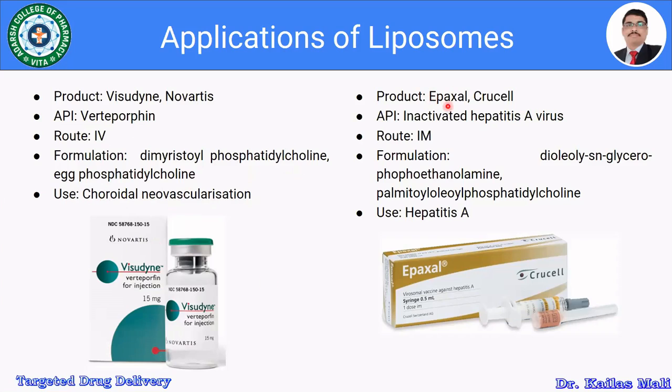Then another product is Epaxal, which is developed by Crucell. It contains the API inactivated hepatitis A virus given by the intramuscular route, formulated with dioleoyl sn-glycerophosphoethanolamine and palmitoyl phosphatidylcholine, and it is the vaccine for hepatitis A, and this is a product, Epaxal.